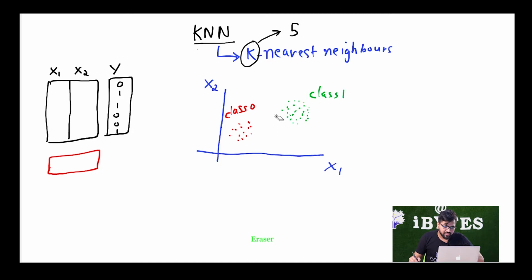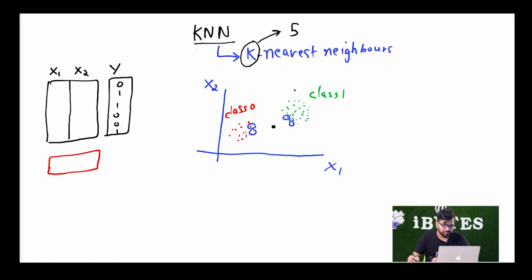If my point lies somewhere over here, now if I try to find my 5 nearest points, they might be this one, this one, this one, this one and this one. Again I will look at which class the majority of the 5 points belong to. This time 3 out of 5 points belong to class 1, so I will predict that this black point belongs to class 1. So the idea is very simple: just find k nearest neighbors, where the value of k we choose ourselves, and whatever the majority says, we will predict that.